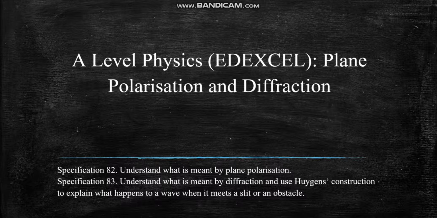In this video, we'll take a look at plane polarization and diffraction, specifically for EDEXCEL. We'll take a look at specification point 82, which states that we need to understand what is meant by plane polarization, and specification point 83, which states that we need to understand what is meant by diffraction, and to use Huygens construction to explain what happens to a wave when it meets a slit or an obstacle.